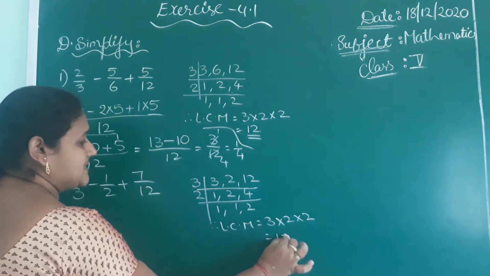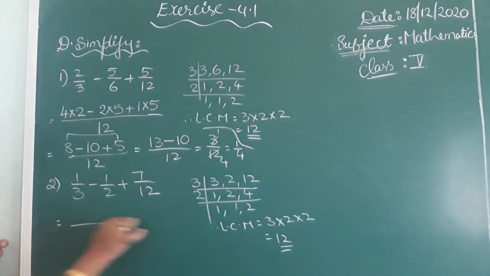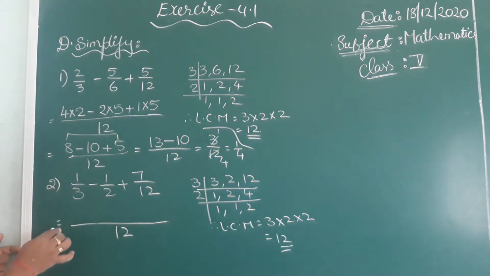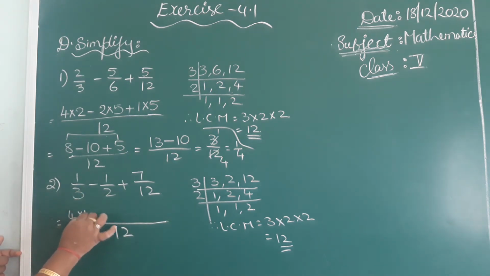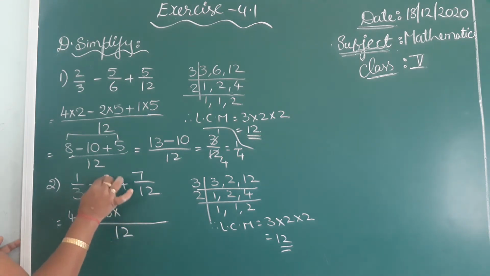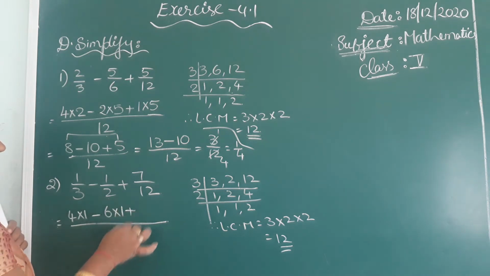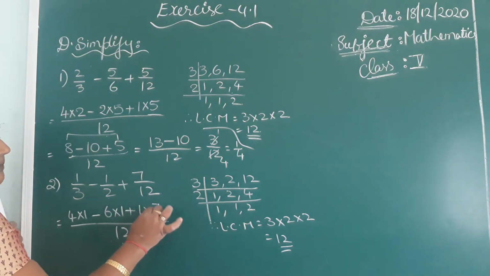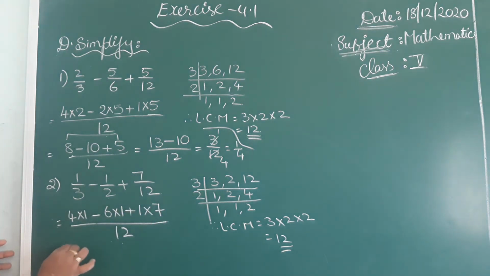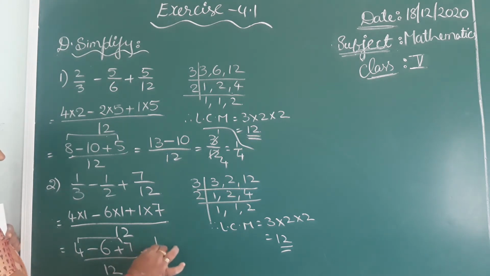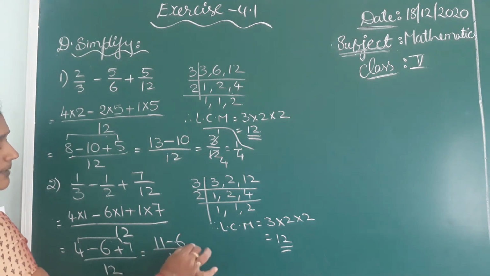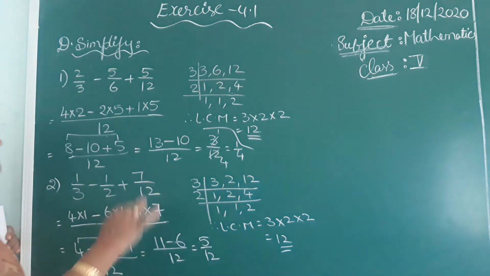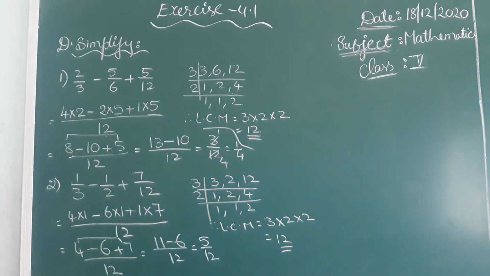12 is the LCM. 12 divided by 3 is 4 times, 4 into that numerator 1, minus 12 divided by 2 is 6 times, 6 into that numerator 1, plus 12 divided by 12 is 1 time, 1 into that numerator 7. 4 minus 6 plus 7 by 12. Here plus terms are 4 and 7. Add these two: 11 minus 6 by 12, nothing but 5 by 12.